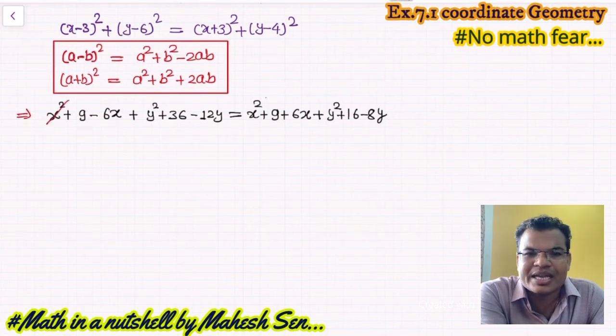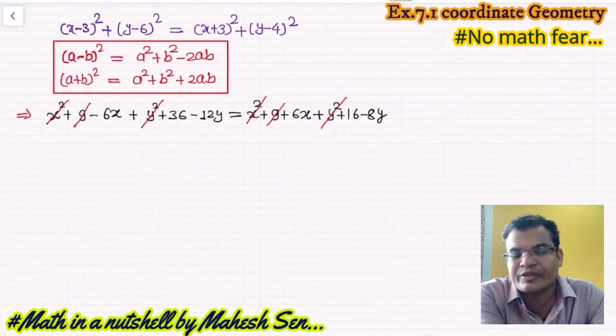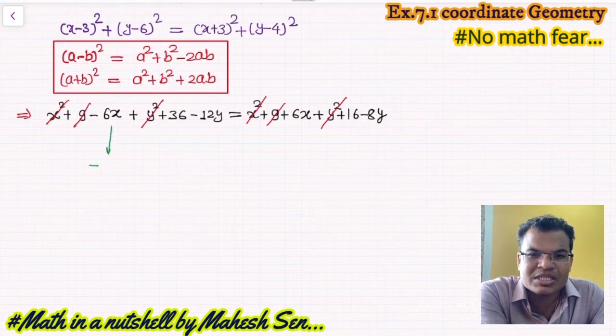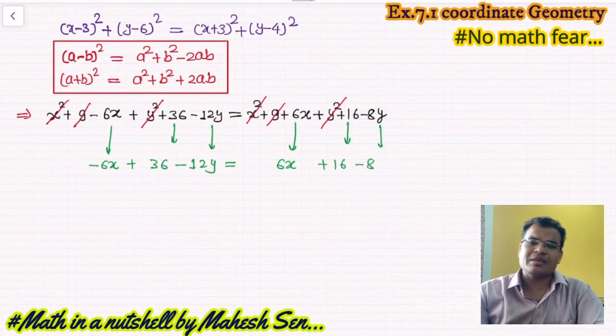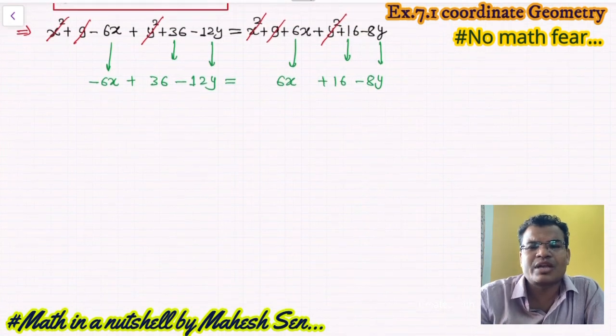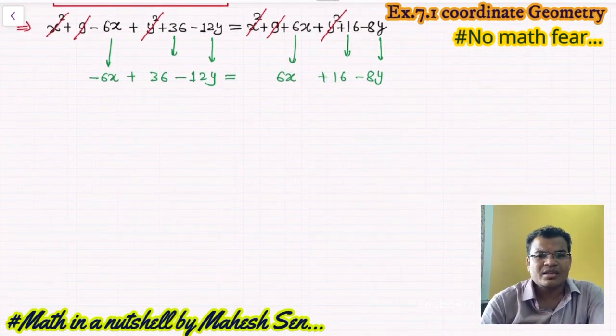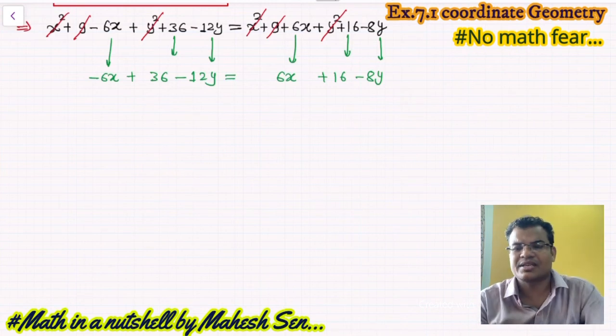After this we can cut x square with x square, 9 with 9, because these are the same numbers on the right hand side, y square with y square, 9 with 9. These 3 terms cancel with the 3 terms on the right hand side. The remaining terms are minus 6x plus 36 and minus 12y. Similarly on the right hand side, 6x comes down, plus 16 is here, minus 8y. I have to write these terms as they are, and then we have to solve. The like terms will go together and we will simplify it.